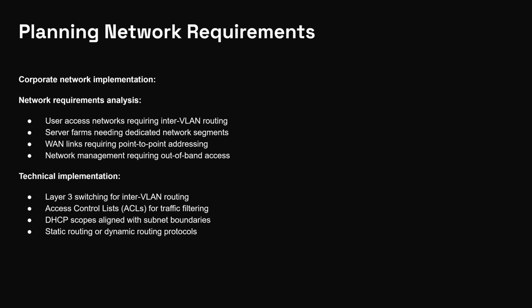You will need to implement layer 3 switching if you're using layer 3 switches, like in our other video, the previous video about VLANs. And you need to implement ACLs for traffic filtering. Also DHCP, as we mentioned in our previous video, for automatic host address assignment. You will use that with your subnet boundaries, and also static routing or dynamic routing as needed in your network.